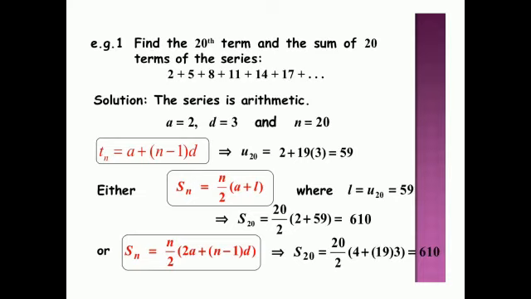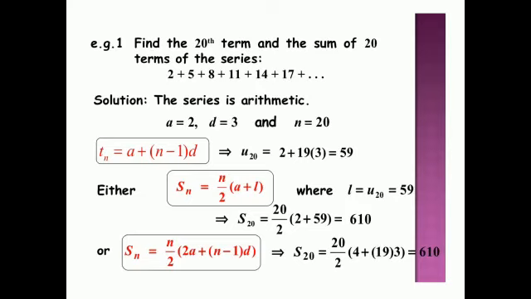Last class we discussed how to find the nth term. Apply the formula: an is equal to a plus (n minus 1) into d. I repeat, you can write an or tn. So when we calculate, the 20th term A20 or U20 is 2 plus (20 minus 1) into d, and you will get 59. So the 20th term is 59.